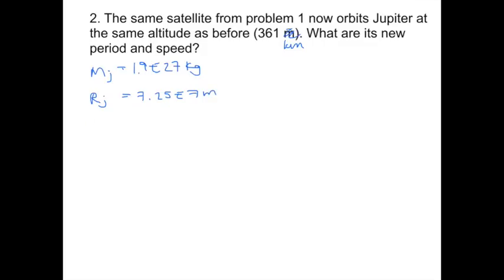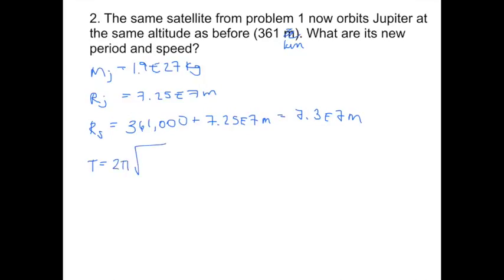And we know that the radius of the satellite will be its altitude, so 361,000 meters, plus the radius of Jupiter, which is 7.25 times 10 to the 7th meters. And then if we add those two together, we get that its overall radius is about 7.3 times 10 to the 7th meters. Now it's time to plug these numbers into our two equations. So first we have the equation for period, which will be equal to 2 pi times the square root of r cubed divided by GM.